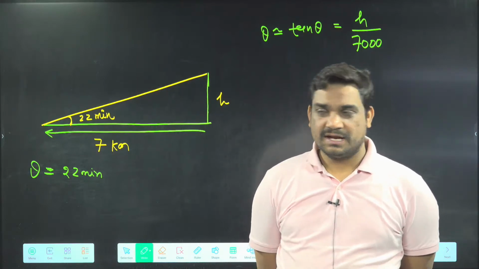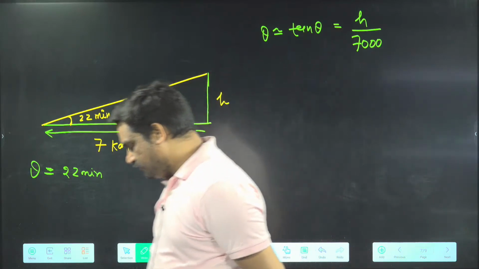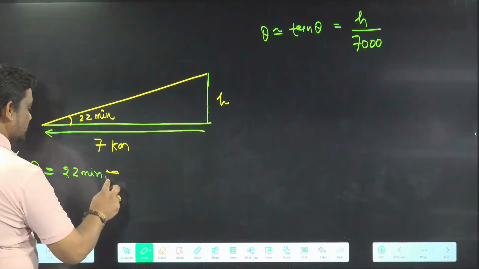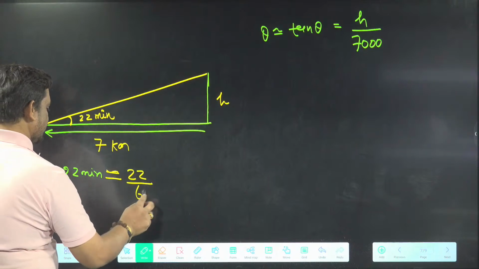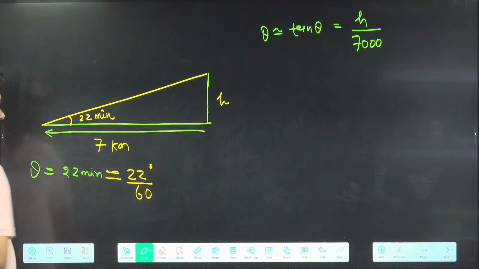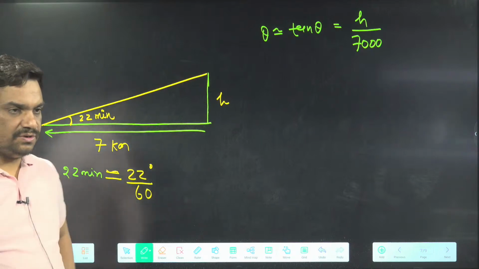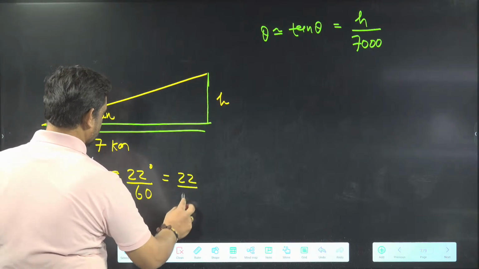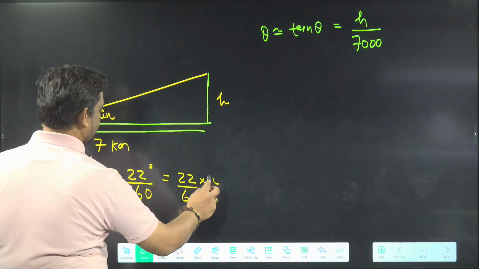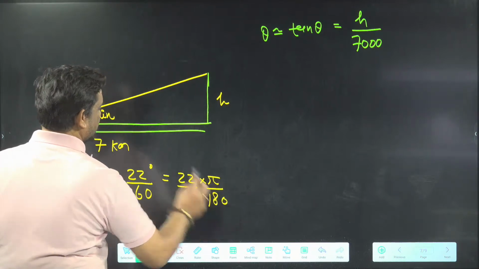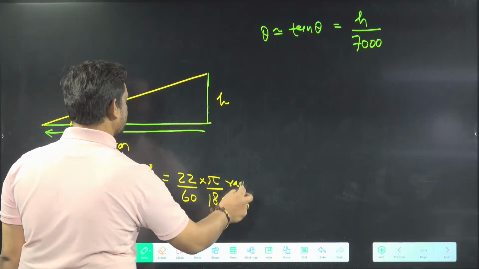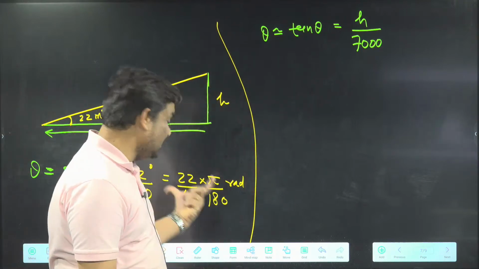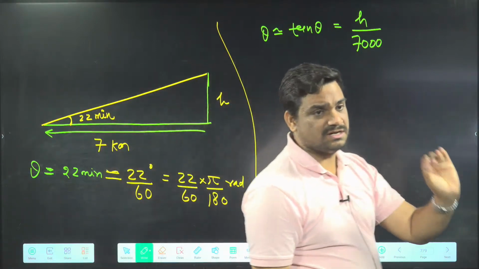Good. Now I will solve. First, I need to convert this into radian. You can write this as 22 by 60 degree first of all, because minute to degree conversion is required. First you have to convert into degree. So minute is there, I have converted into degree. Then we write 22 divided by 60, and here I write pi by 180. This is the radian. I hope this part is clear. If you have done this correctly, 100% your answer will be correct.